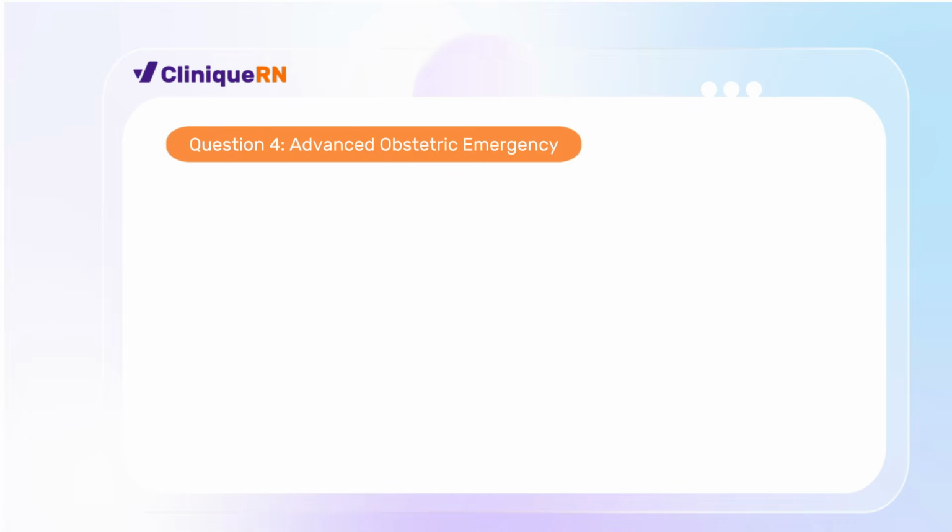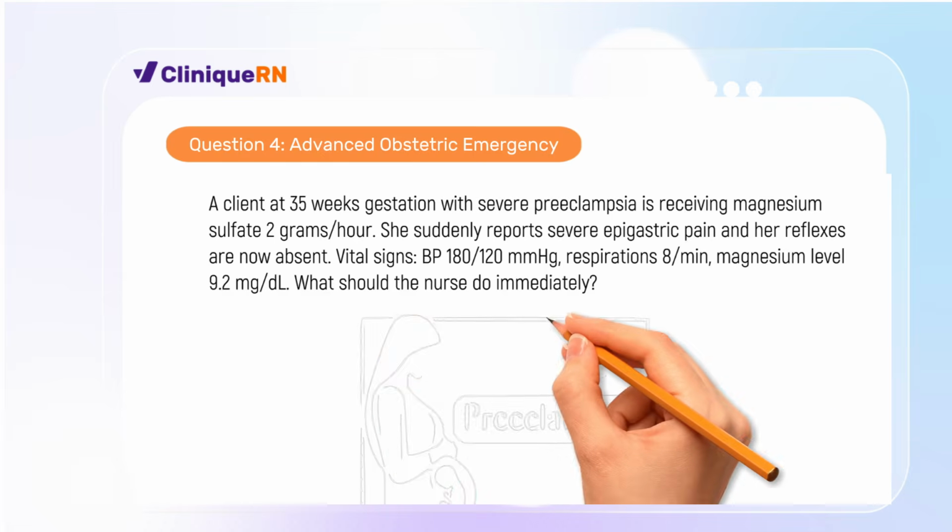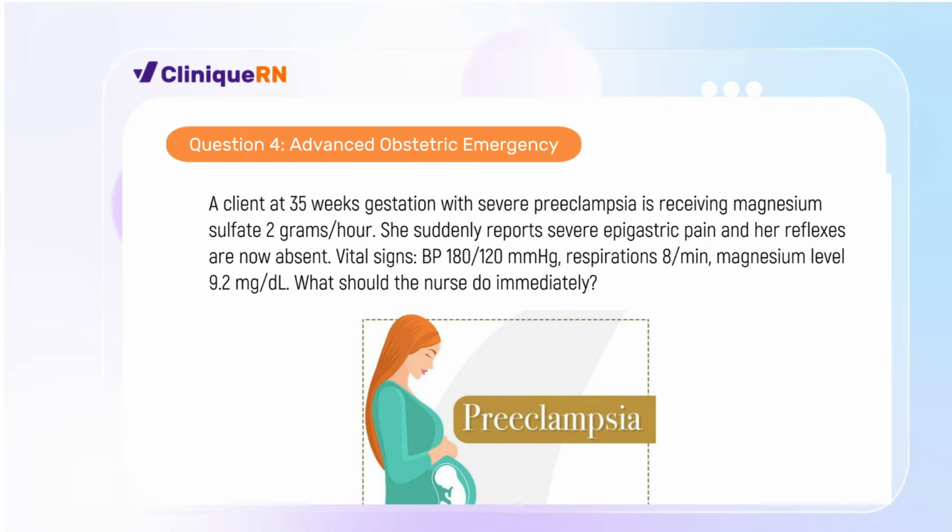Question 4. Advanced obstetric emergency. A client at 35 weeks of gestation with severe preeclampsia is receiving magnesium sulfate 2 grams per hour. She suddenly reports severe epigastric pain and her reflexes are now absent. Vital signs. Blood pressure 180 over 120 millimeters of mercury. Respirations 8 per minute. Magnesium level 9.2 milligrams per deciliter. What should the nurse do immediately?